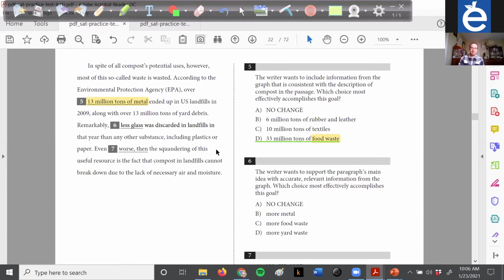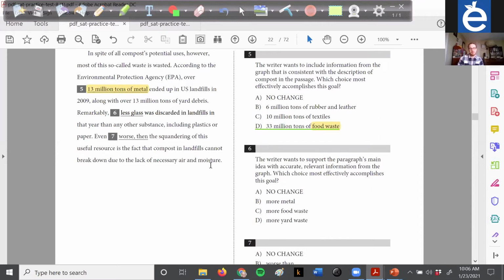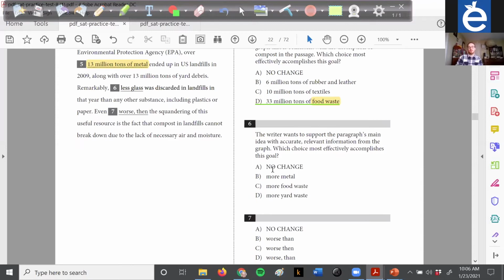Remarkably, less glass was discarded in landfills that year than any other substance, including plastics or paper. So we're being asked about this phrase, less glass, and its use in the passage overall. The writer wants to support the paragraph's main idea with accurate and relevant information from the graph. Which choice most effectively accomplishes this goal? Okay, so we're asking for the relationship between something, maybe it's glass, it's less or it's more than any other substance.